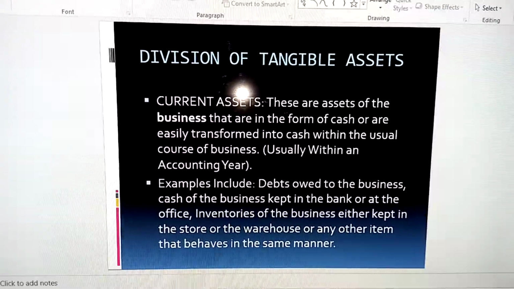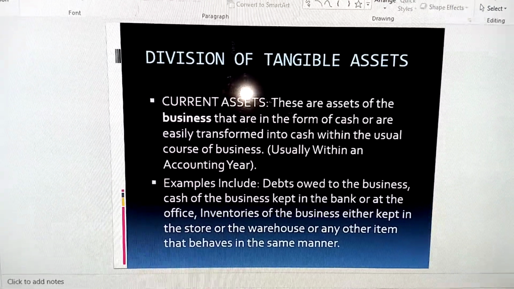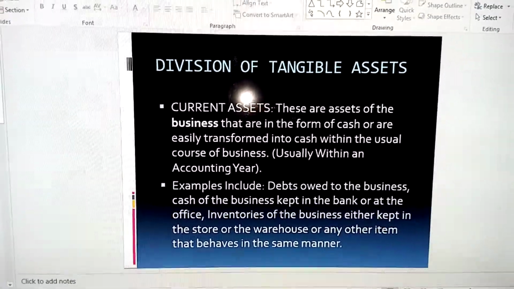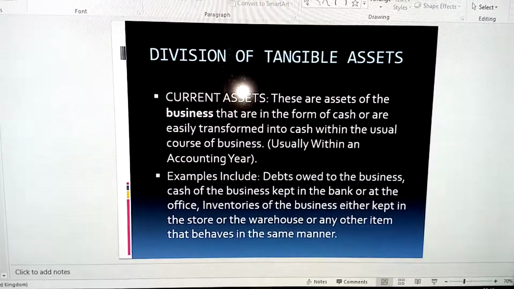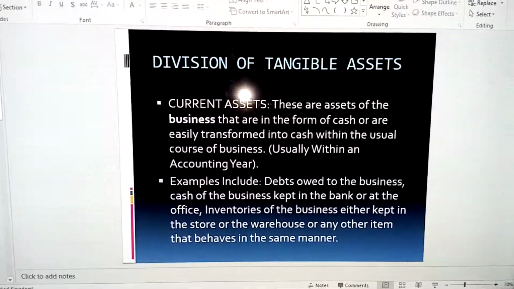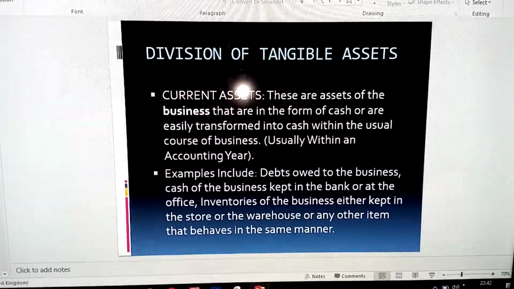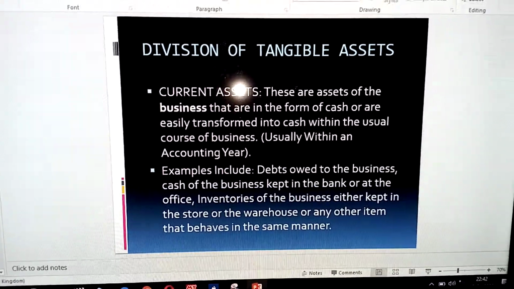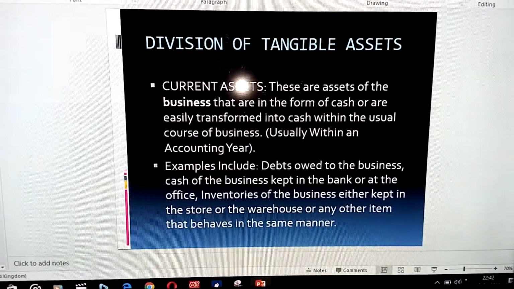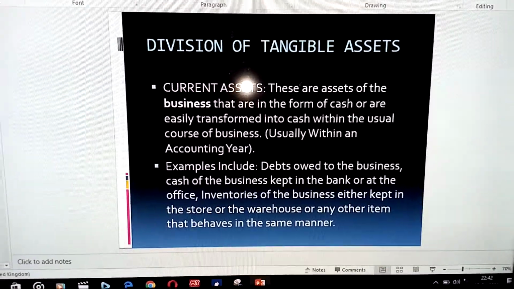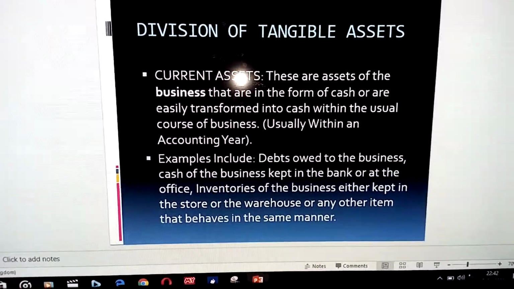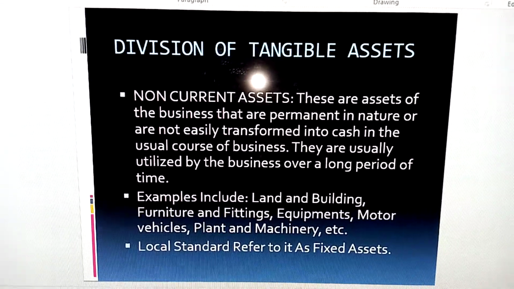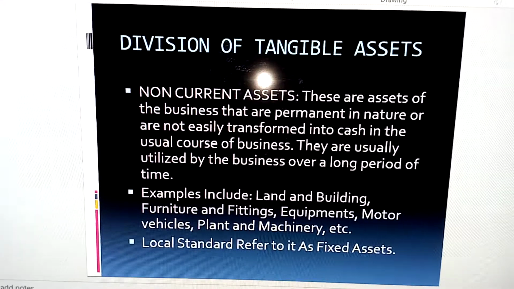Another example of current assets are inventories. Take, for instance, goods purchased and kept in the warehouse. It's a current asset. So any item that behaves in this manner is referred to as a current asset. Now, I also told you that another division of tangible asset is what?